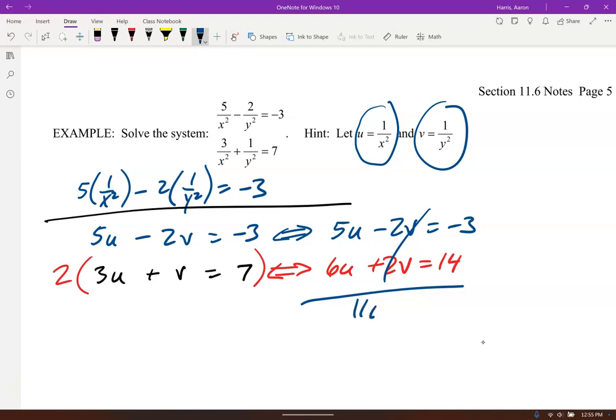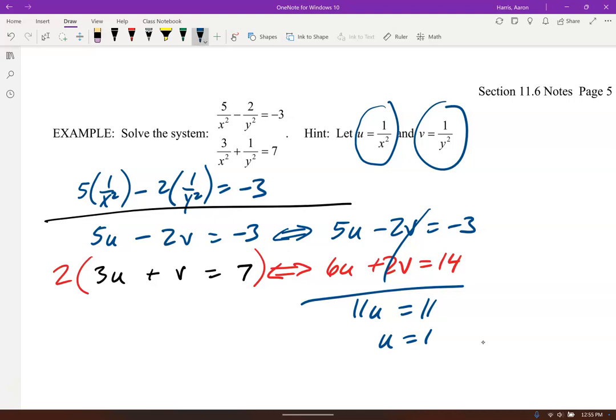That's gone. So I got 11u equals 11, divided by 11. So u is 11, right? I'm sorry, u is 11 divided by 11, which is 1. Good grief. u is 1, right? So we have u being 1. So let's go ahead and solve for v now.